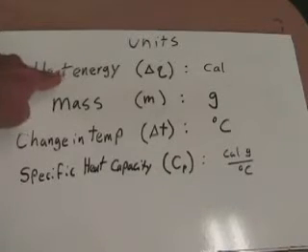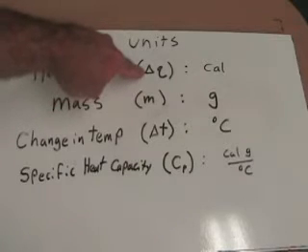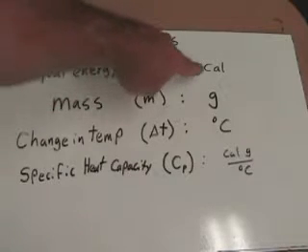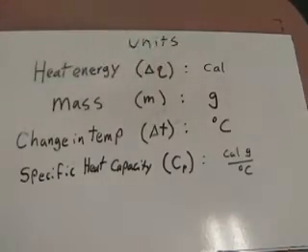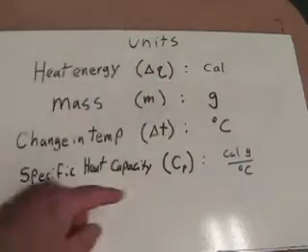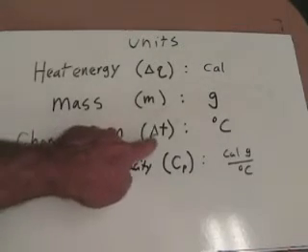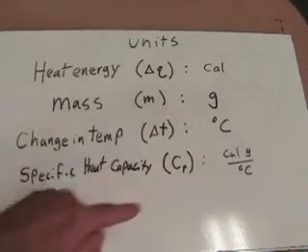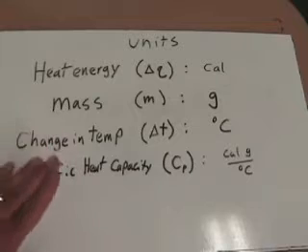Heat energy, the amount of thermal energy that flows into or out of a substance, is signified by delta Q in the equation. We'll measure in calories. Mass, which we'll signify with an M in the equation, we'll measure in grams. The change in temperature will be delta T. We'll measure that in degrees Celsius.